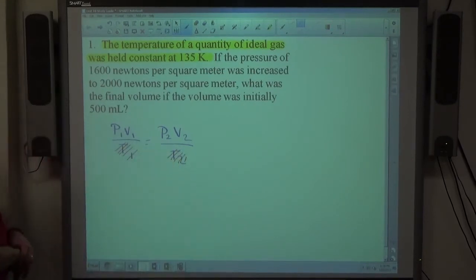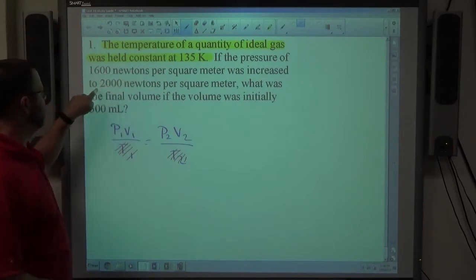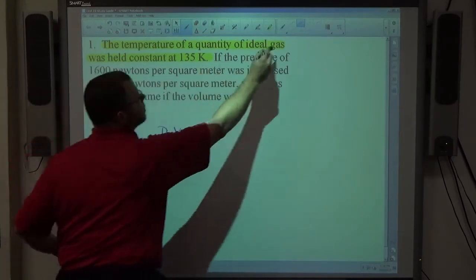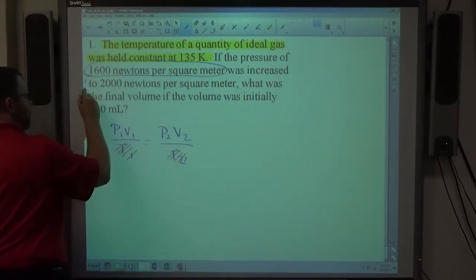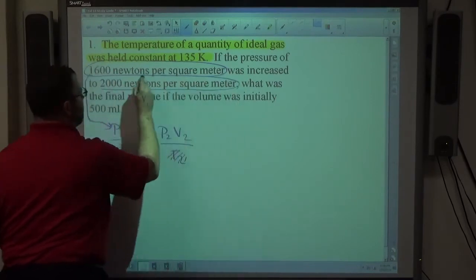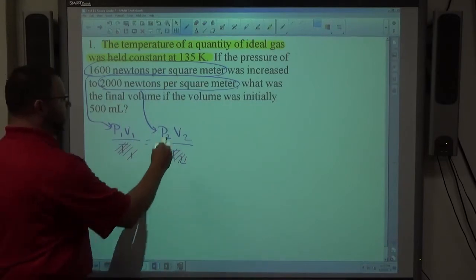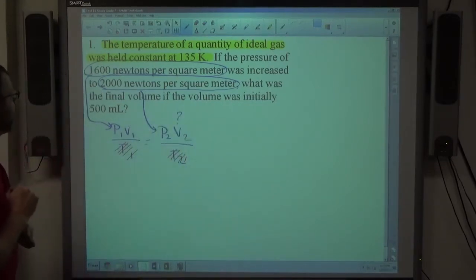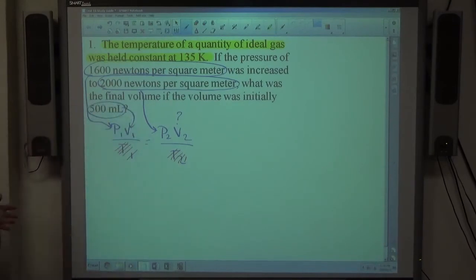So now we've got P1 V1 equals P2 V2. And it says pressure of 1600 is increased to 2000. So our P sub 1 is 1600 newtons per square meter. That's P sub 1. It's increased to 2000 newtons per square meter. That would be P sub 2. And what's the final volume? So we're questioning what's the final volume with the volumes initially 500 milliliters. The fact that volume's in milliliters initially means our answer is going to be in milliliters also.